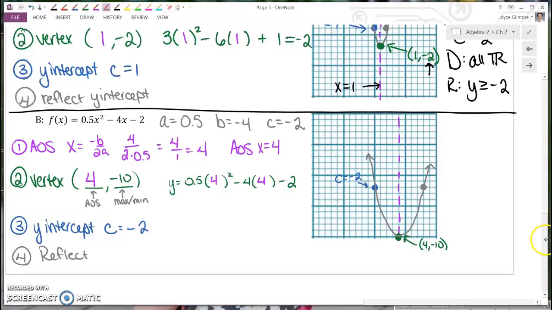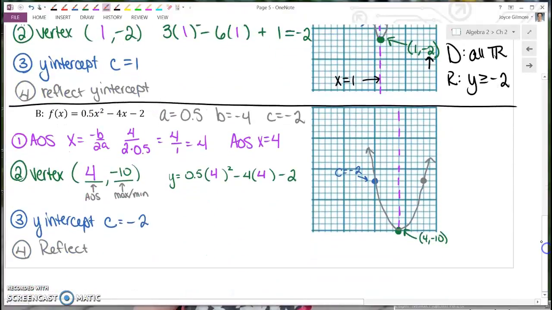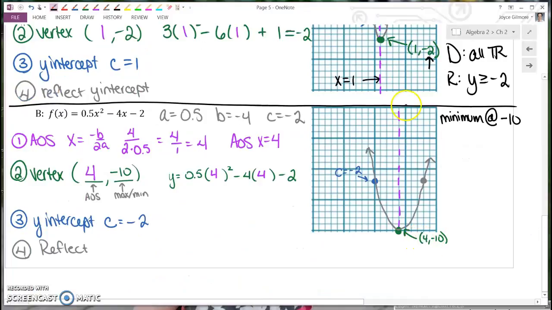Okay, the directions tell us to graph the function in standard form. Does this graph have a maximum or a minimum value? Minimum. And that minimum value is -10. Label, let's see, what else does it say? What's the order of those directions? Label the vertex and the axis of symmetry. My vertex is labeled. We simply need to label this as x equals 4. Or if you have it written somewhere in your work, that's good enough.